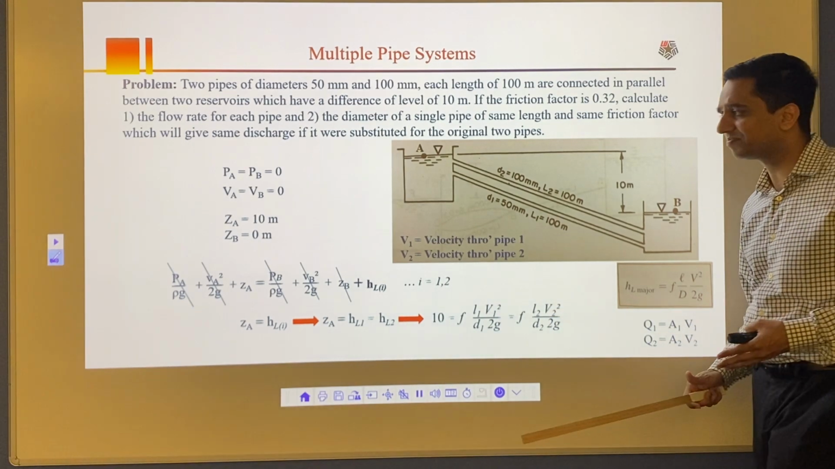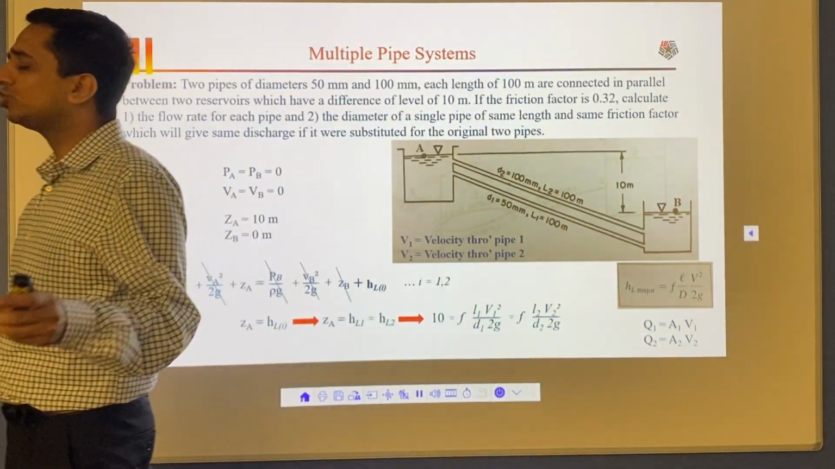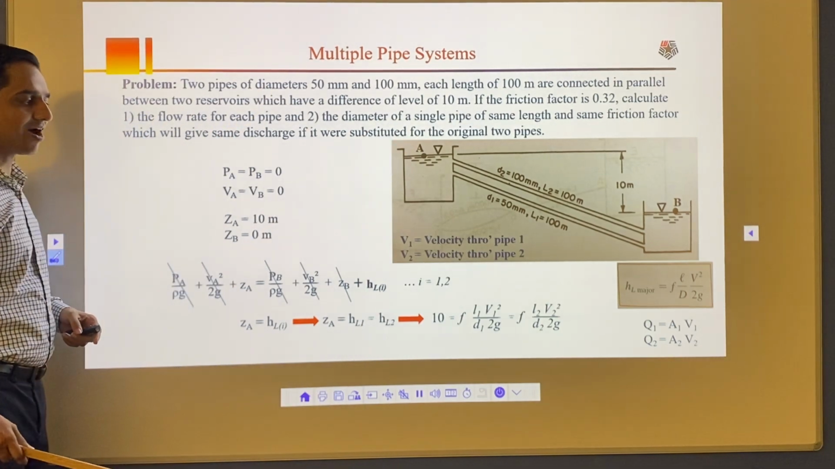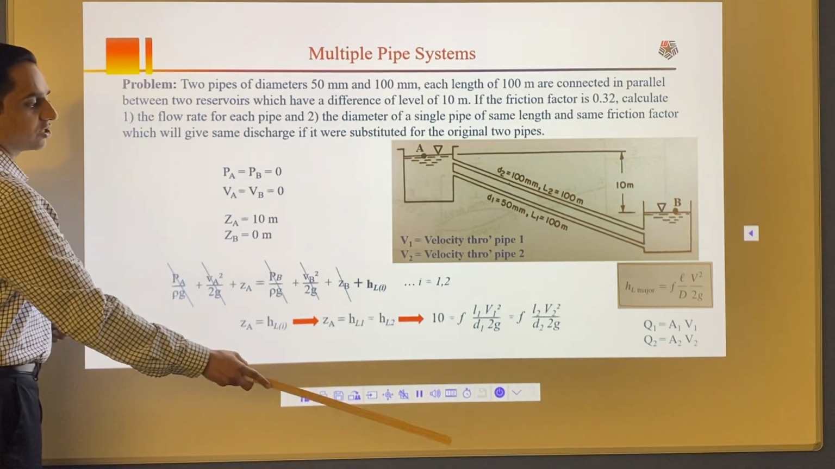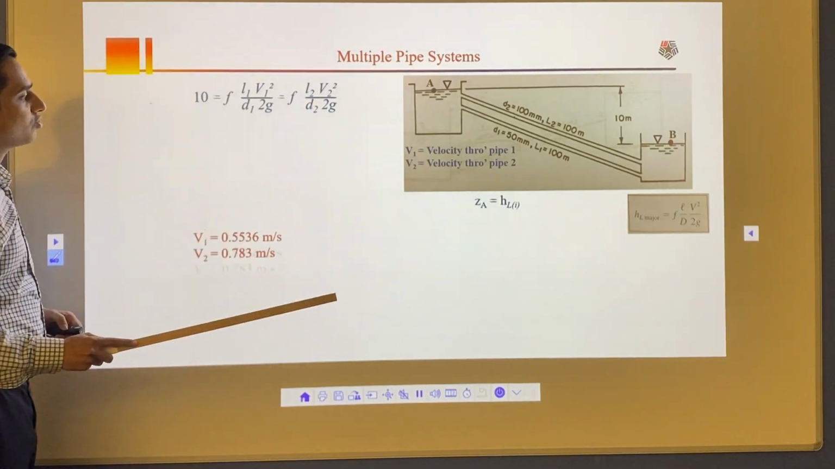Now at this point, if you want, you can pause the video, you can calculate velocities, and you should be able to calculate flow rate from each pipe. So that's what they have asked. This is the equation that you use to calculate flow rate. Now let's do that. Let's calculate this flow rate.